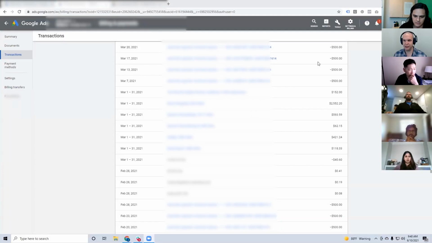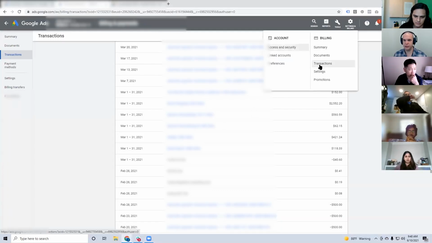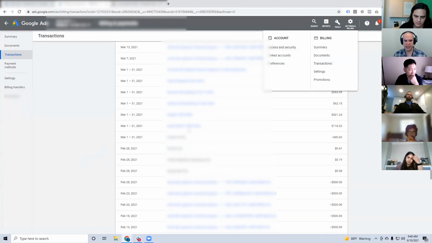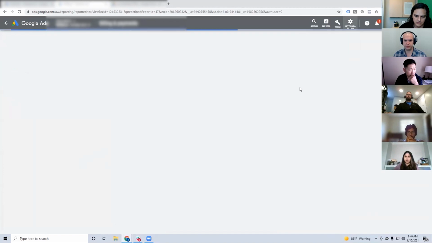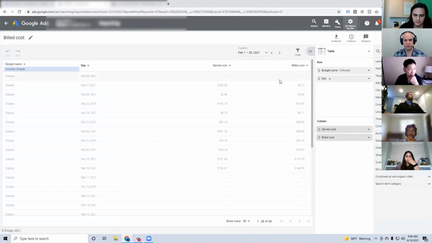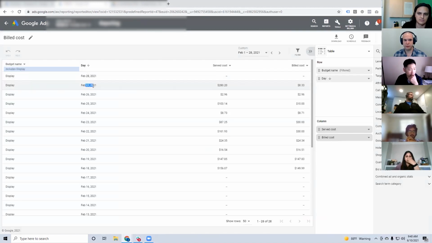So how I got here is just under settings, transactions, and then choosing a date range for the transactions. It gives you this huge list. And here's where you're going to see display, right here, February 28th, display 693 clicks. When you look into here, this is a good illustration. Display, remember that February 27th I talked about where the served cost was 280? They billed me $8.